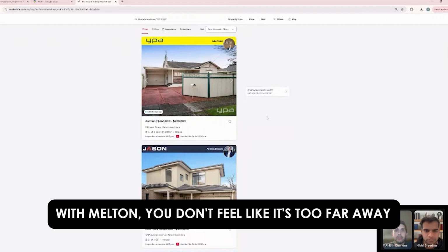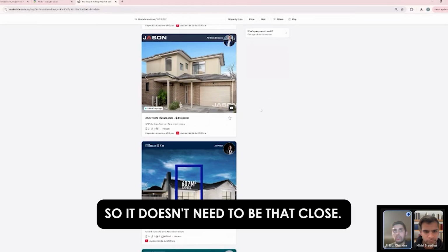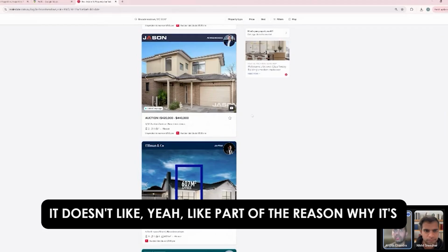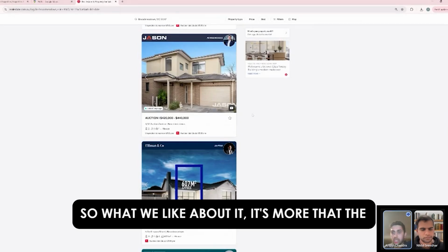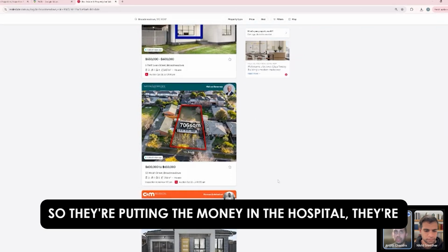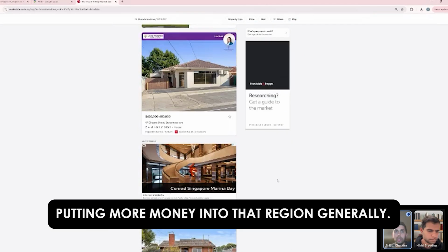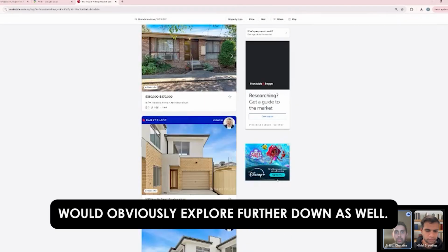With Melton, you don't feel like it's too far away from Melbourne, or it's sort of its own city, so it doesn't need to be that close? It's kind of its own little region. Part of the reason why it's so cheap is that it's a bit further away. What we like about it is that the government's decided that they're going to create a growth corridor there. They're putting money into the hospital, they're putting more money into that region generally. But given that you have a budget up to $650, we would obviously explore further down as well.